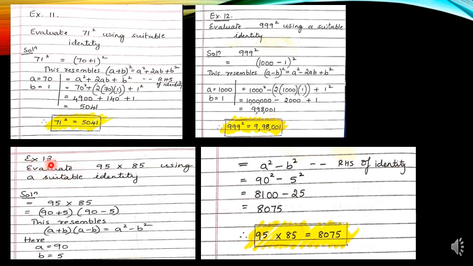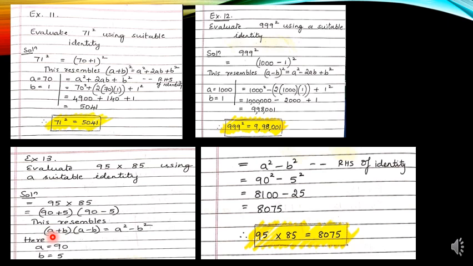Next example. Evaluate 95 into 85 using a suitable identity. So how will you split this 95 into 85? You will write it as 90 plus 5 into 90 minus 5, so that this resembles a plus b into a minus b. What is the expansion of this? A square minus b square. So your question is like this now. So you are going to keep your answer like this.